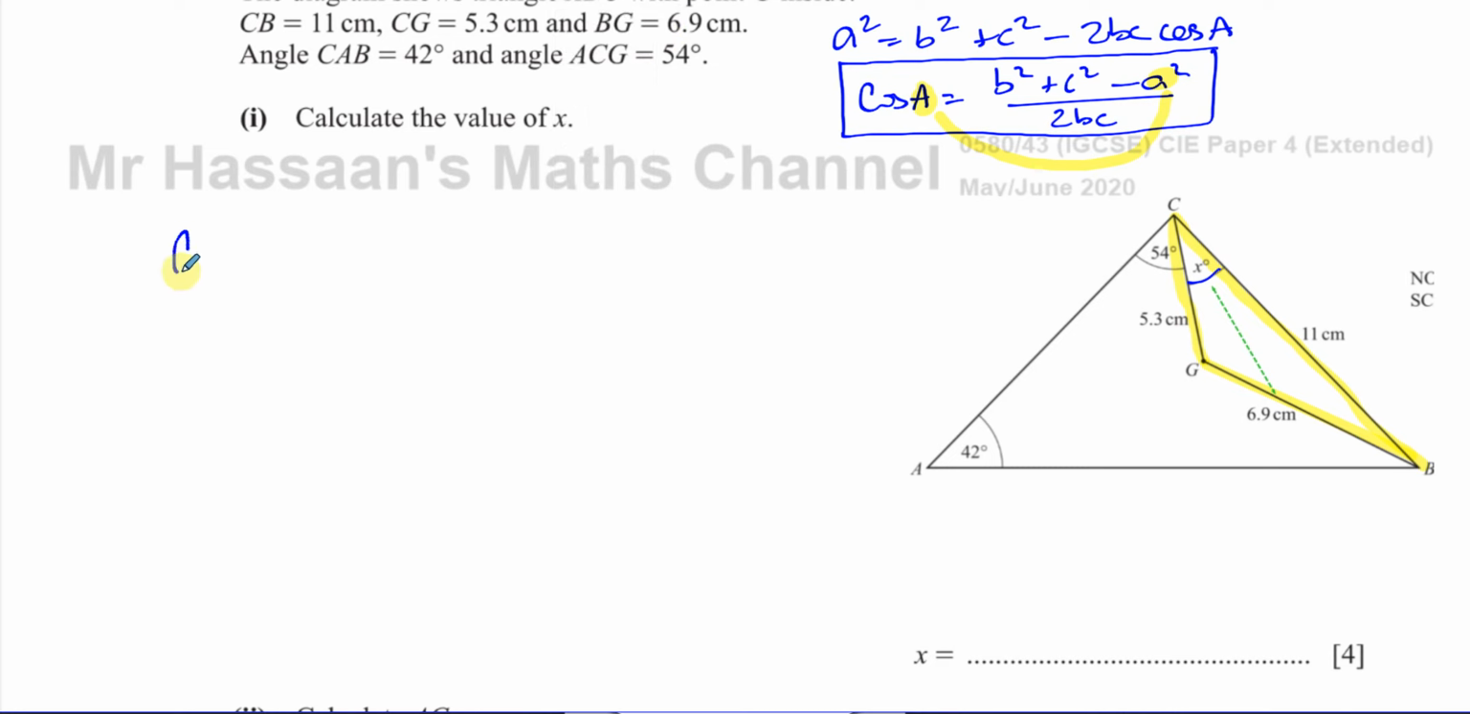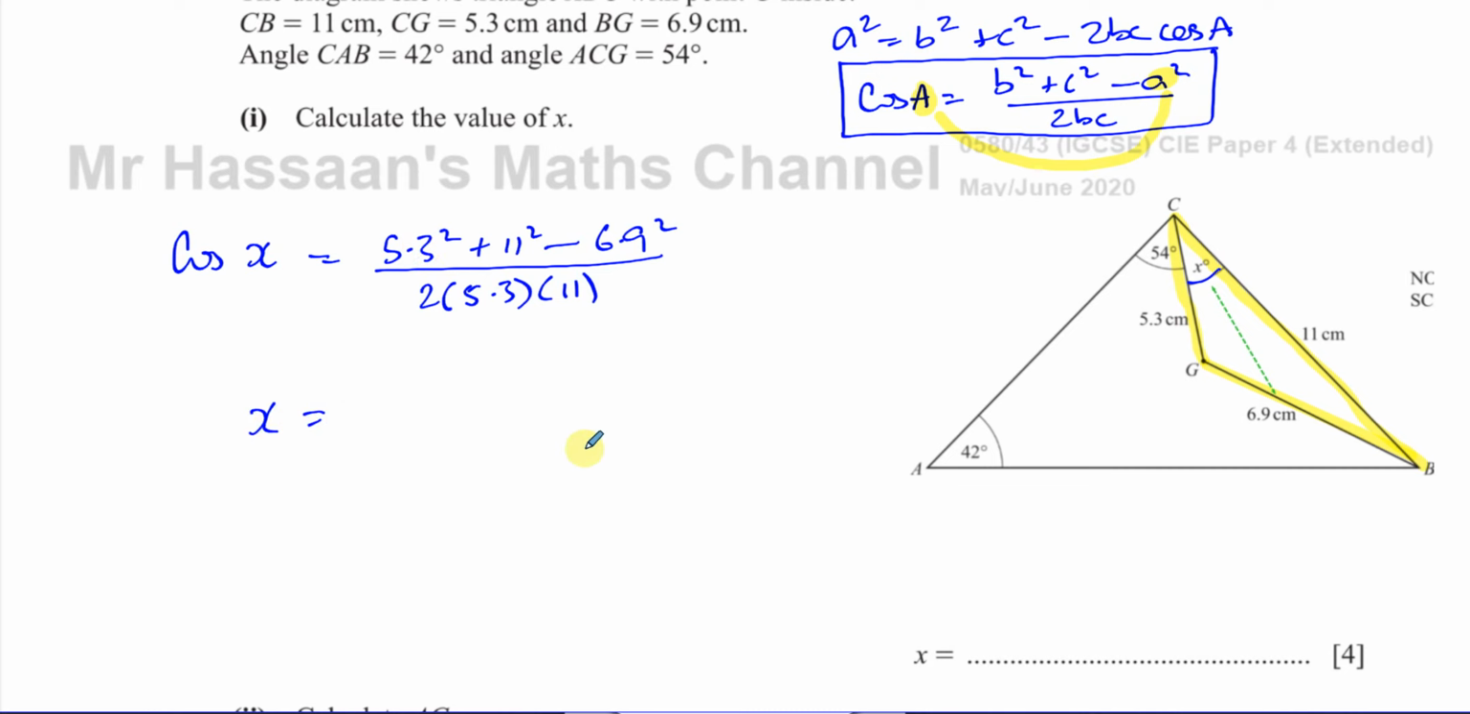So the cosine of the angle we're trying to find, which they've called X, is equal to, for B and C, the other two sides. It doesn't matter which way you write them. I can put 11 or 5.3 first. So 5.3 squared plus 11 squared, minus the side opposite the angle we're trying to find squared, over 2 times the other two sides, 5.3 times 11. When you write this, this is your method mark for the cosine rule. You don't have to write down what each part gives you. You can just write X equals and put your answer down.